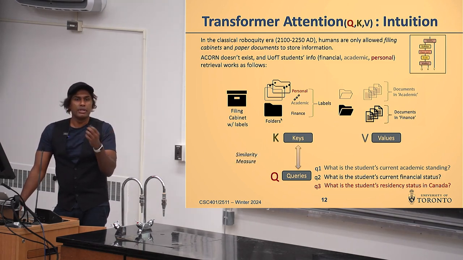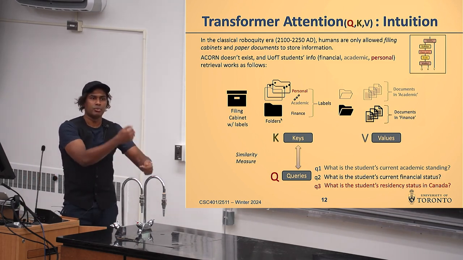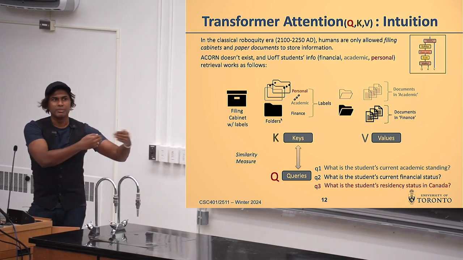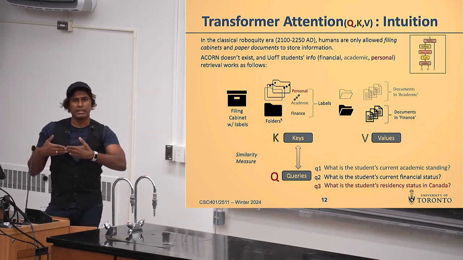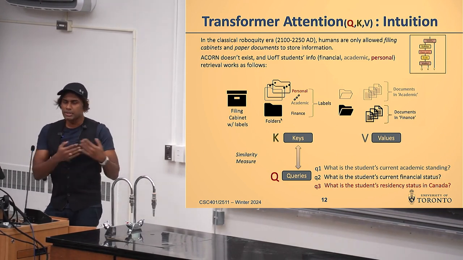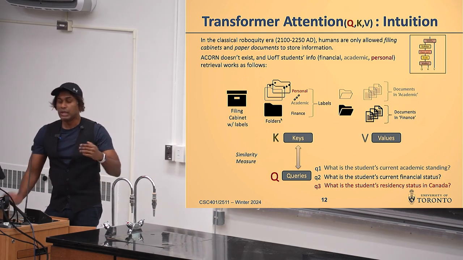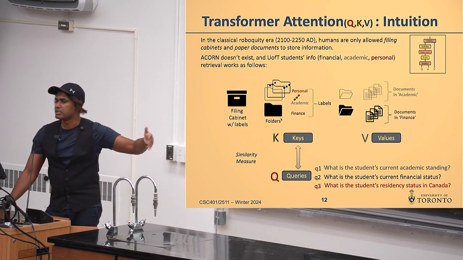So the first thing when you get a query: as a human, how do you decide which drawer you have to open? You find the similarity, right? What is the query? What is the student's residency status in Canada? That's a personal question. So you have three labels, and you go, okay, it's a personal question, I'm going to open the personal drawer. So in your mind, you're doing some kind of similarity measure between the question and the labels of the drawers.